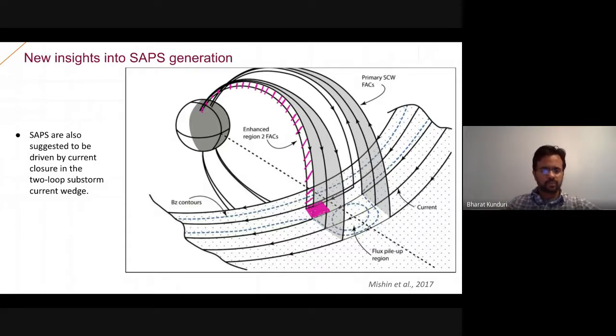I think there have been several studies that talk about finer structure inside the substorm current wedge. The traditional picture of having a single loop flowing in on the dawn side and coming out on the dusk side was, I think, challenged by many studies starting from the early 1990s. And Evgeny Mishin's suggestion was that the current closure between such finer structures inside the substorm current wedge is actually driving SAPS instead of the region 2 and 1 field aligned current system.